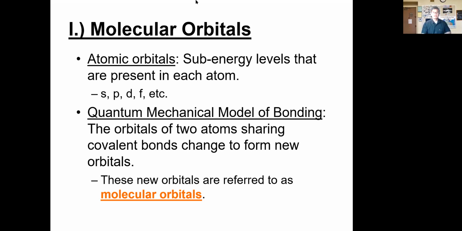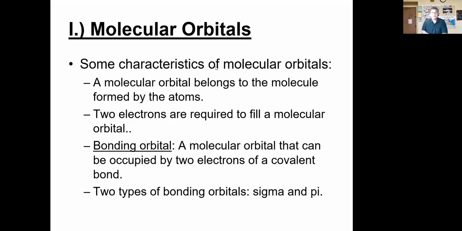All right, let's talk a little more about these molecular orbitals and some of their characteristics. Like I said, molecular orbitals only form when the atom joins together with another atom to form a molecule. Each atom will form these molecular orbitals, and the interaction of those molecular orbitals is what we refer to as bonding. There are two types of bonding: sigma and pi bonding. I'll talk about that more after we discuss molecular orbitals.